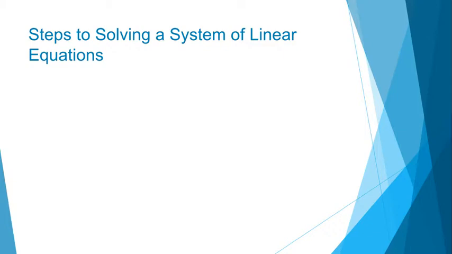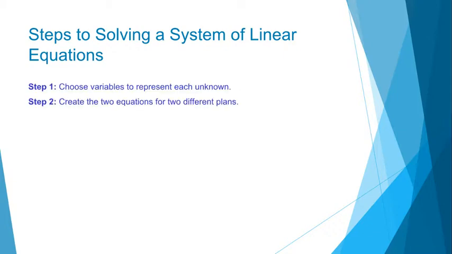So, steps to solving a system of linear equations. First thing you're going to do is choose the variables to represent each unknown. Then you're going to create the two equations for the two different plans, then set the equations equal to each other, and solve for the unknown. So we're now going to complete some examples, and we're going to use these 4 steps as we work through the examples.